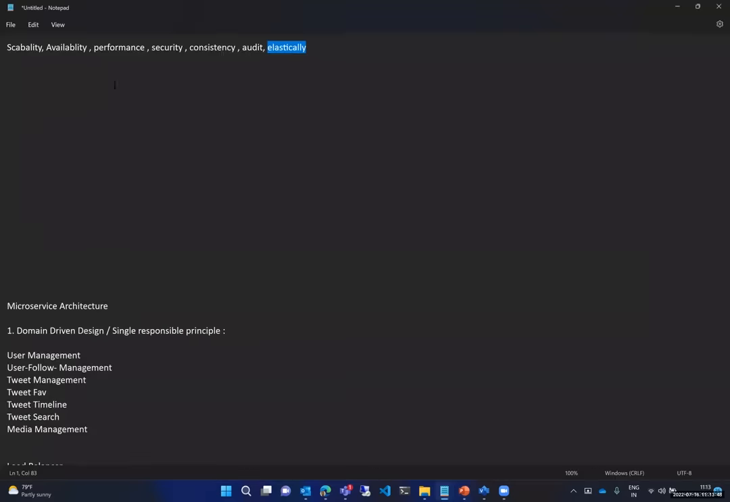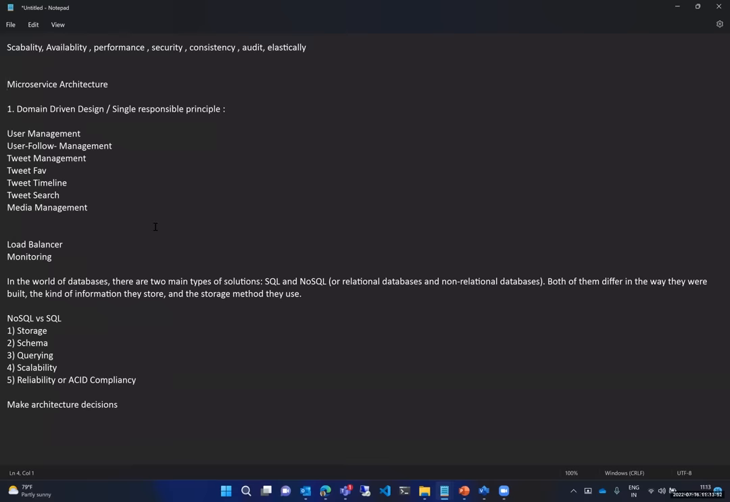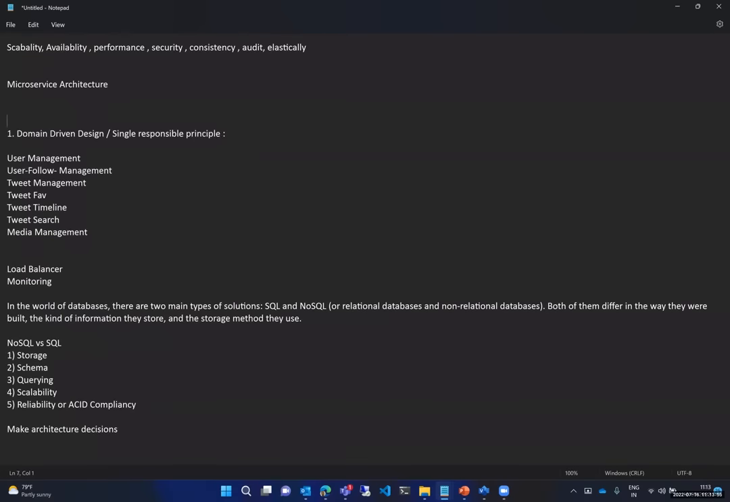Okay, so what I have identified so far, I have identified my architectural style, which is microservice architectural style. Okay, I'll stop here to see if there are any questions.